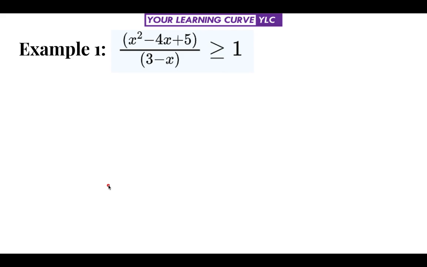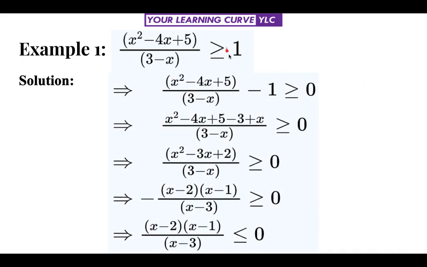Now let's solve some examples. The first example is (x square minus 4x plus 5) upon (3 minus x) is greater than or equal to 1. Here what you have to do is first factorize, then take the minus sign common and all that. Before that, you have to make the RHS 0. You pause the video, try the question and then see the solution. So let's discuss the solution.